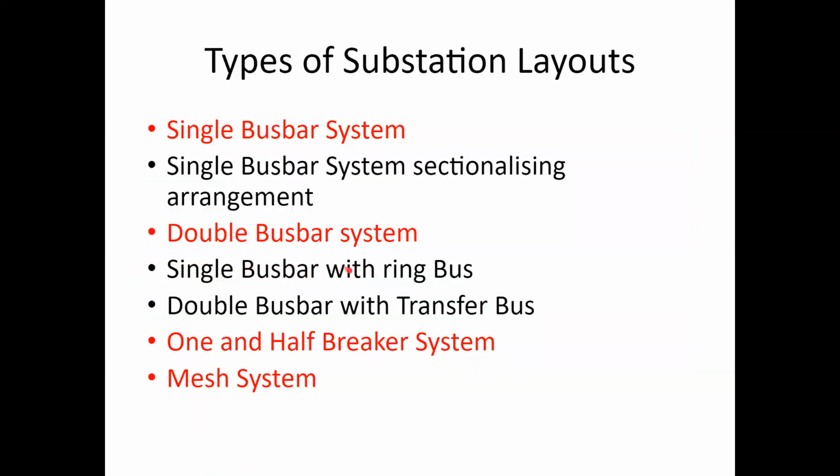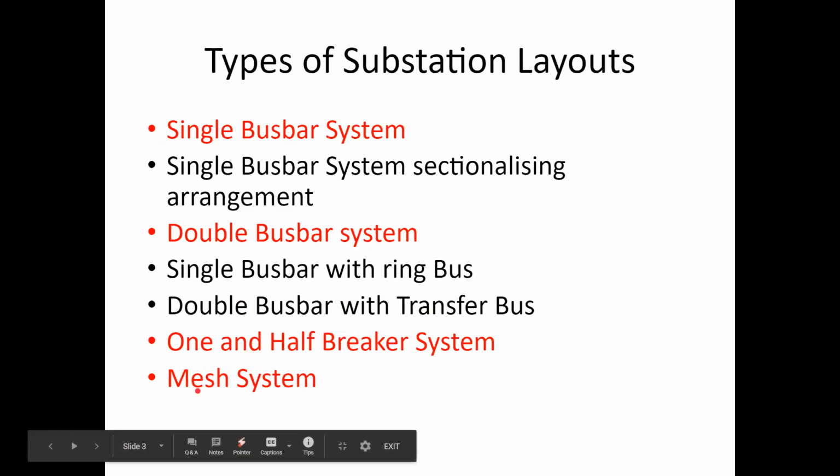Then there is double bus bar with ring bus. There is a special arrangement of ring connection. Then double bus bar with transfer bus. Actually, there will be three buses: two buses plus one bus just for transferring from bus A to bus B. Then there is a newer system called the 1.5 breaker system. The name came from the number of circuit breakers used for operation. We will discuss it. And there is the mesh system.